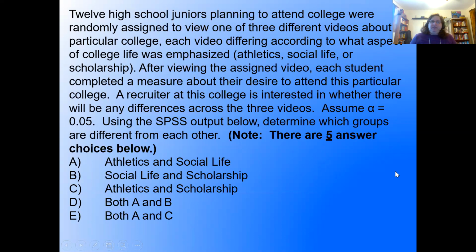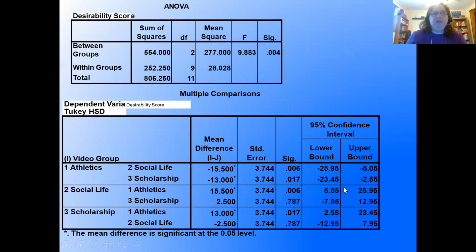So we're going to use SPSS output to figure out which groups, and I guess it has to be something because there's no none of the above choice. So it's got to be one of these choices here. Let's look at the output. Here's the output, and good, this is significant. Our ANOVA is significant, meaning that we're going to have at least one difference here, maybe 2, maybe 3, but at least one difference. So now let's figure out where the difference is.